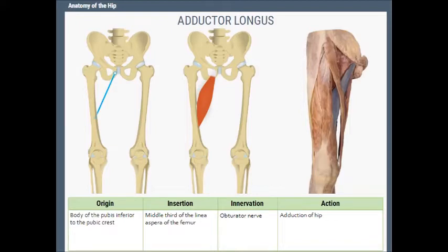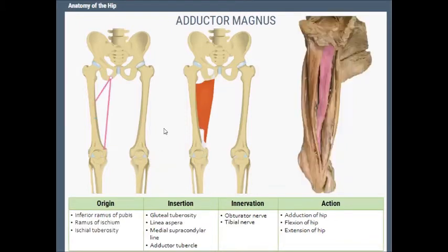Next comes the biggest one, adductor magnus. Adductor magnus is a big muscle. Origin is the inferior ramus of pubis, ramus of ischium, and ischial tuberosity. Three origins. Insertion will be on the gluteal tuberosity, linea aspera, medial supracondylar line, and adductor tubercle. Nerve supply will basically be the obturator nerve also, but a part of the tibial nerve is also going to come here. So this is a type of hybrid muscle. Hybrid muscles are those which have two nerve supplies. Action will be adduction of the hip, flexion of the hip, and extension of the hip. This colored one is the adductor magnus.